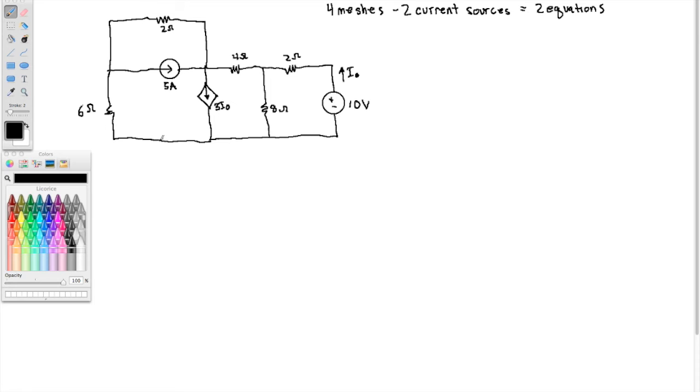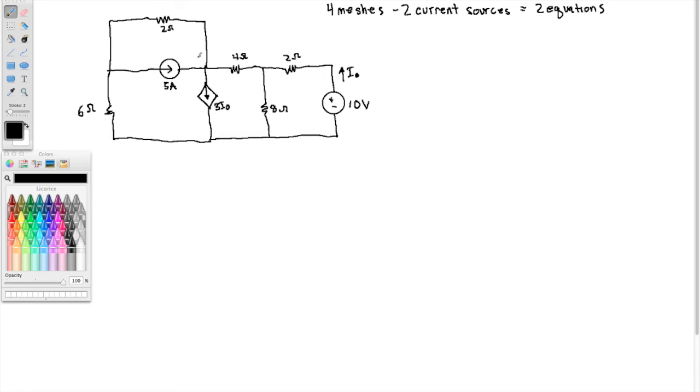If we used nodal analysis, let's count the nodes. We've got 1, 2, 3, 4, 5 nodes, minus 1 for ground, 4, and 1 voltage source, so that would leave us 3 equations. So nodal analysis would require 3 equations and 3 unknowns. Here we only have 2 equations and 2 unknowns, so mesh analysis is the right choice here.